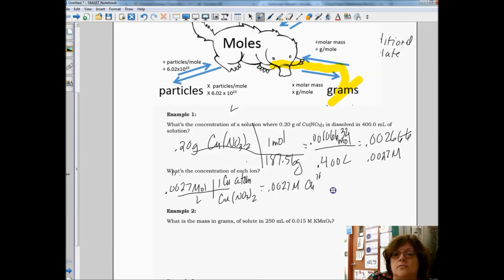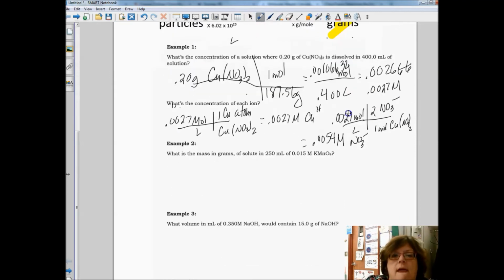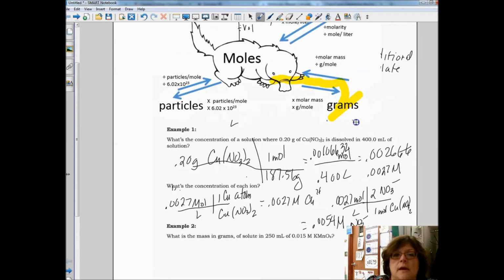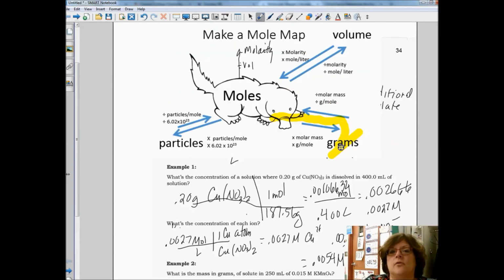For the nitrate ions, 0.0027 moles over liters. And now we're looking at 2 nitrate ions for every 1 mole of copper 2 nitrate. And so we would end up with 0.0054 molarity of nitrate ions. All right, the next one's asking for grams. So we go up here, we're going to solve for grams.